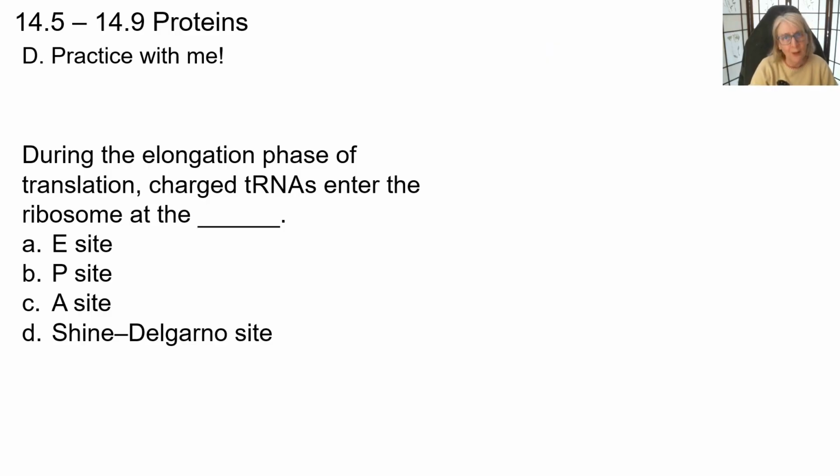So, a little bit of practice with me on that very happy note. When we're doing elongation in translation, where do the tRNAs enter? I'm going to go forward, pause me if you need to. The A site. It's the arrival site. It is also the attachment site. All the stuff actually happens in the A site, all the good stuff.